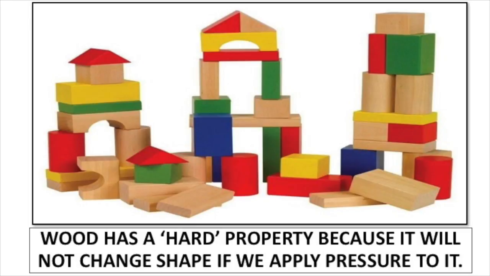Wood has a hard property because it will not change shape if we apply pressure to it. Yes, and some of us have wooden chairs too, and it's the same. If we have a wooden chair or table, when we sit on it or lean on it, it will stay the same. That means it's hard.